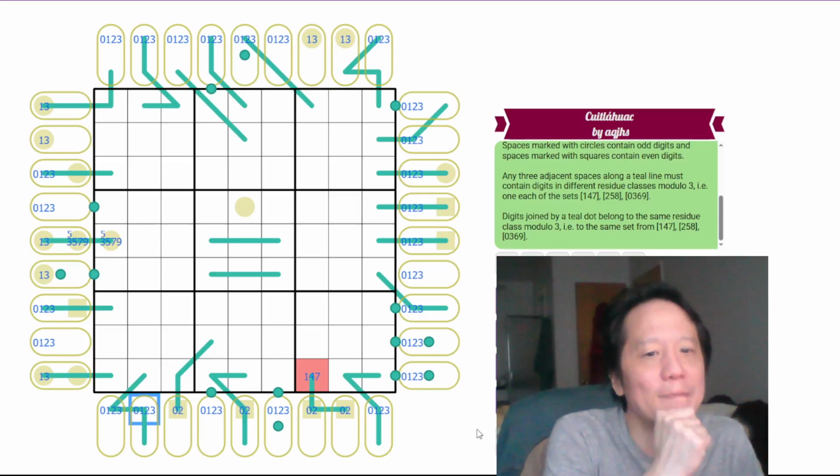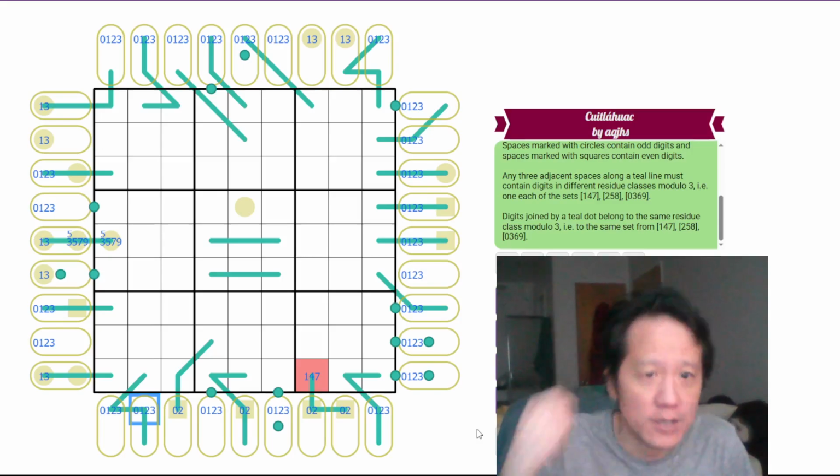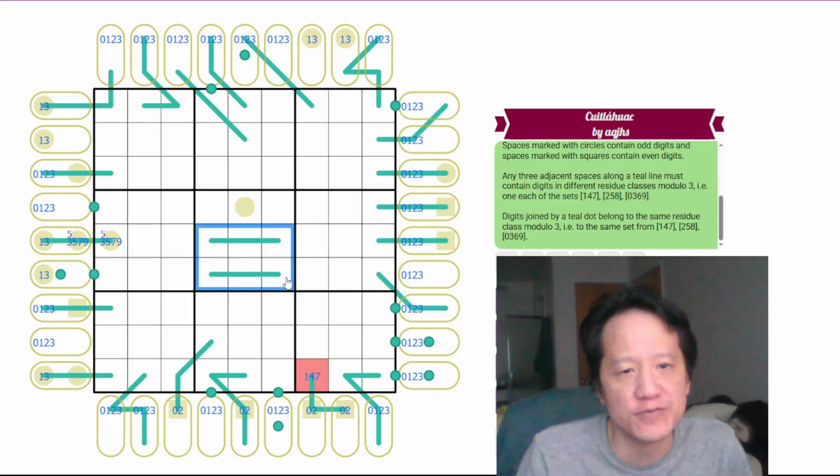Okay. Where do we start here? These are going to be 3 different ones. These are 3 different ones. Therefore, this must be 3 different ones also.